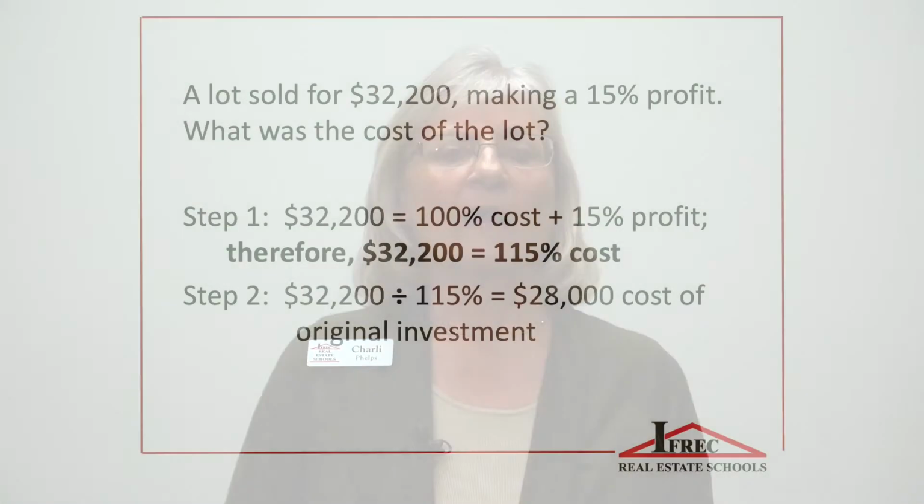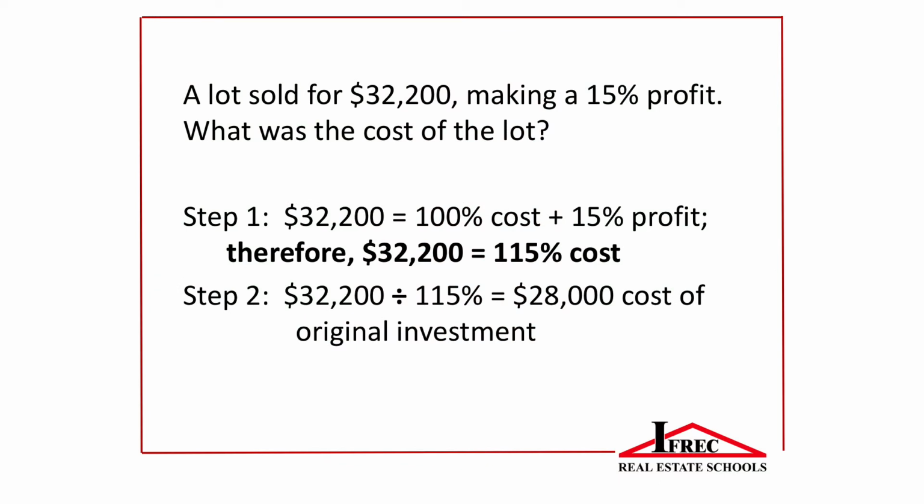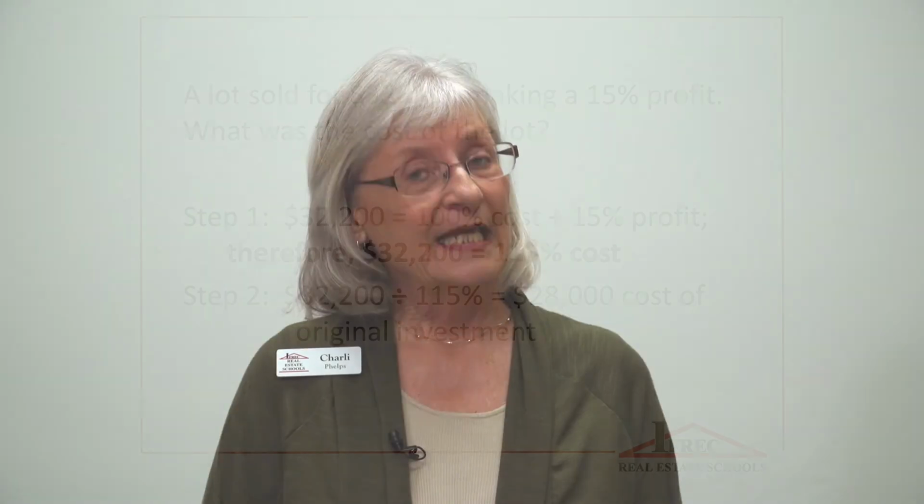Sample question number three puts a new twist into this concept. A lot sold for $32,200, making a 15% profit. What was the original cost of the lot? Think it through. If it sold for $32,200 and made a profit, did you pay more than $32,200 or did you pay less than $32,200 for that lot? Well, if you made a profit, you had to have paid less.